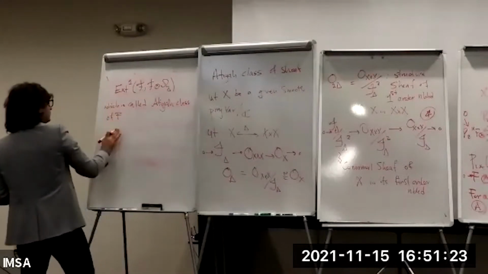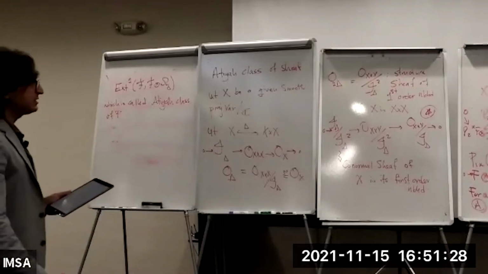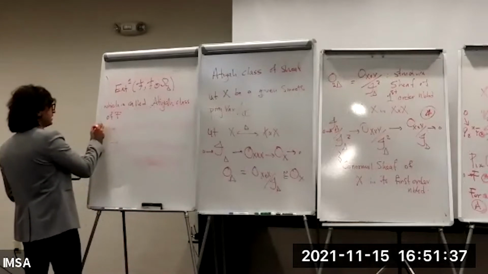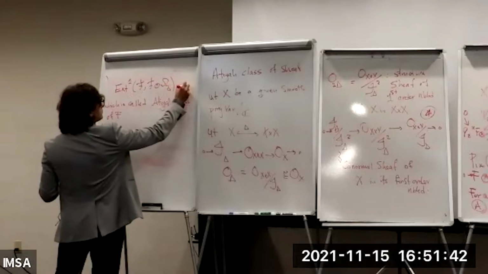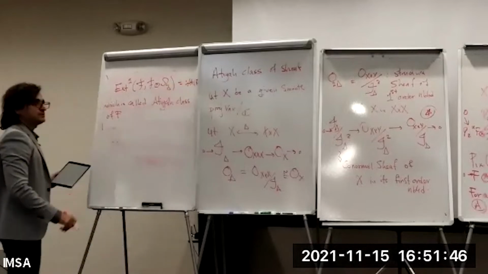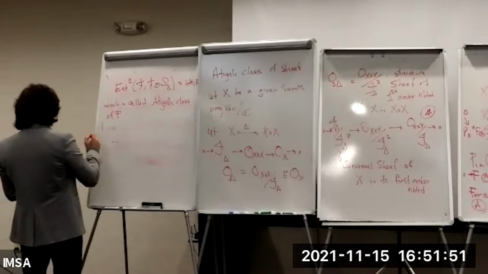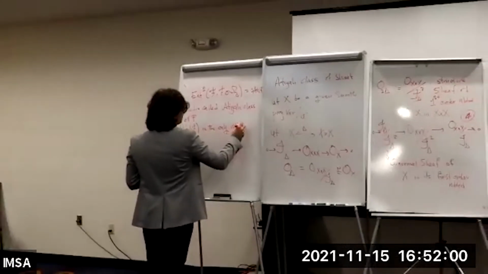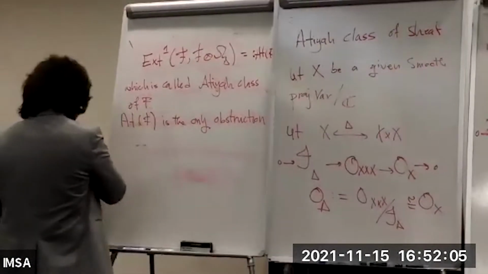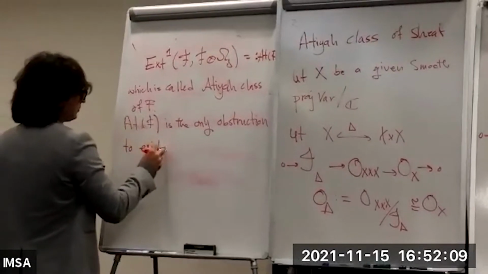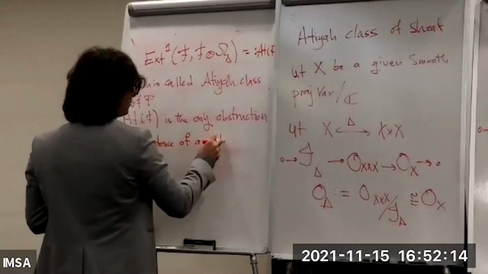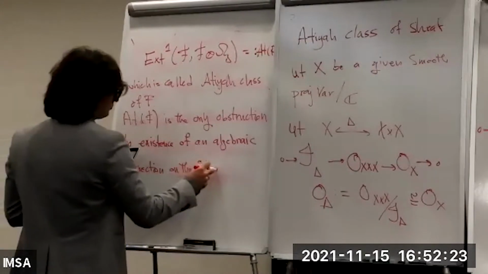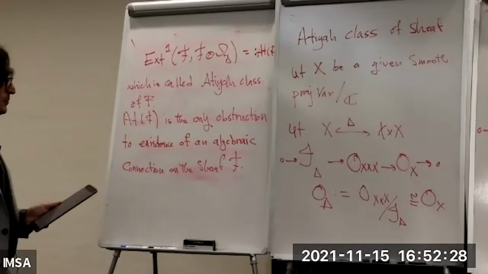Of course, this is the name for it, but what does this class of extensions really do? I should tell you what is its geometric meaning. The Atiyah class, let's call it by this one. So I'm going to call this one Atiyah of F, class of such extensions. So Atiyah of F is the only obstruction. In some sense, it's an obstruction class. It's the only obstruction to existence of an algebraic connection on the sheaf. Provides an obstruction to existence of an algebraic connection.